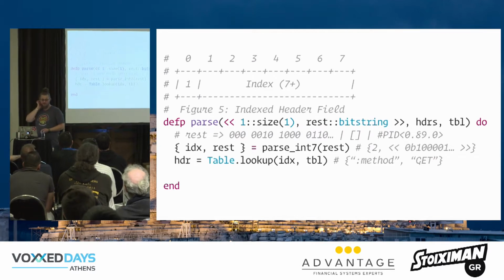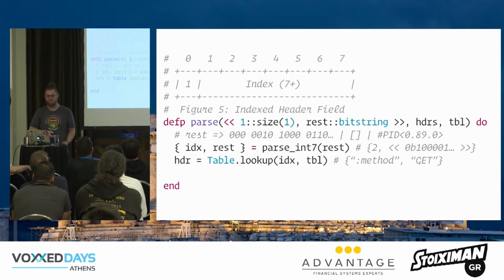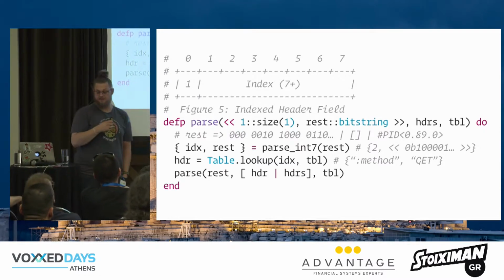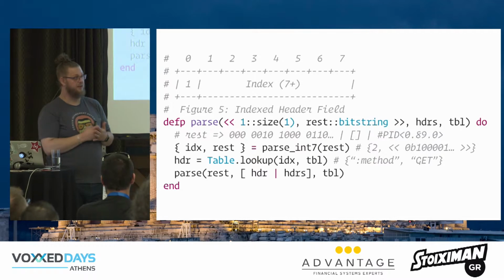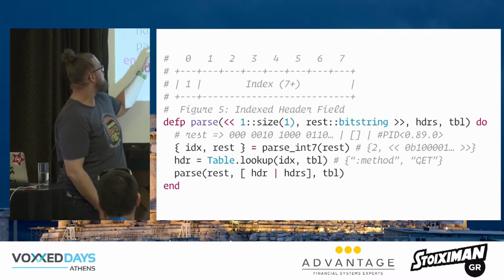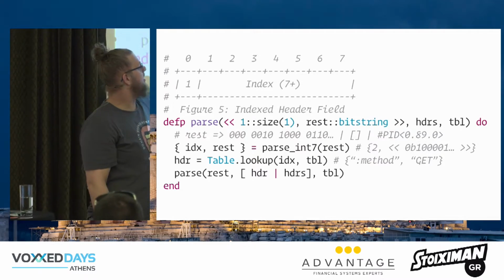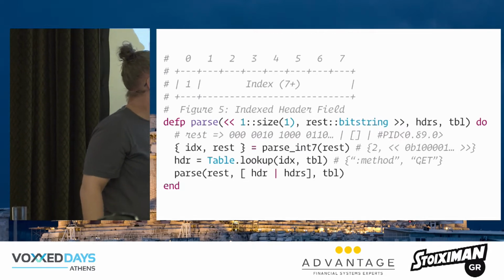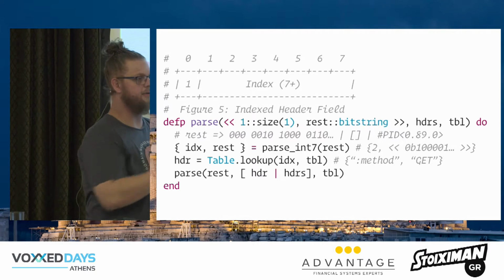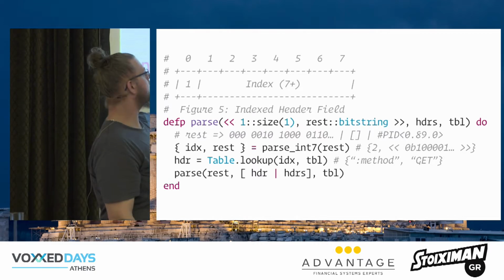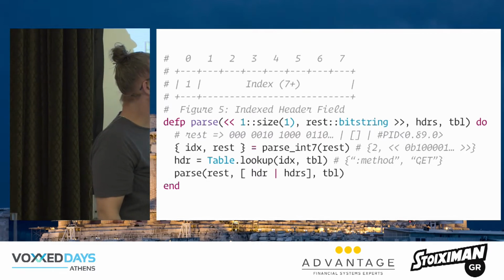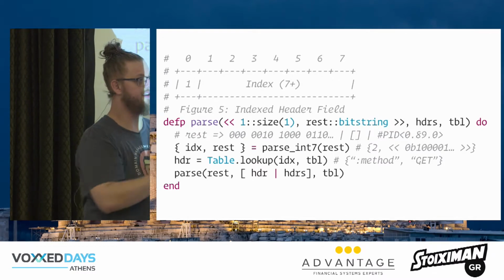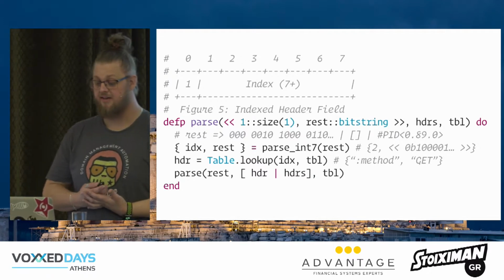Then we ask our table for a lookup, so we know it's method get. And then we call parse again. And this is the next thing that I think is pretty amazing, because we pass in the rest, and then here we have this yet empty list, which is the tail, and this is the head. So we construct a new list because everything is immutable. And that is a single header, so that is the head of the list, and this is the tail, so we construct a new list of result headers. And we will see how this looks in a second.